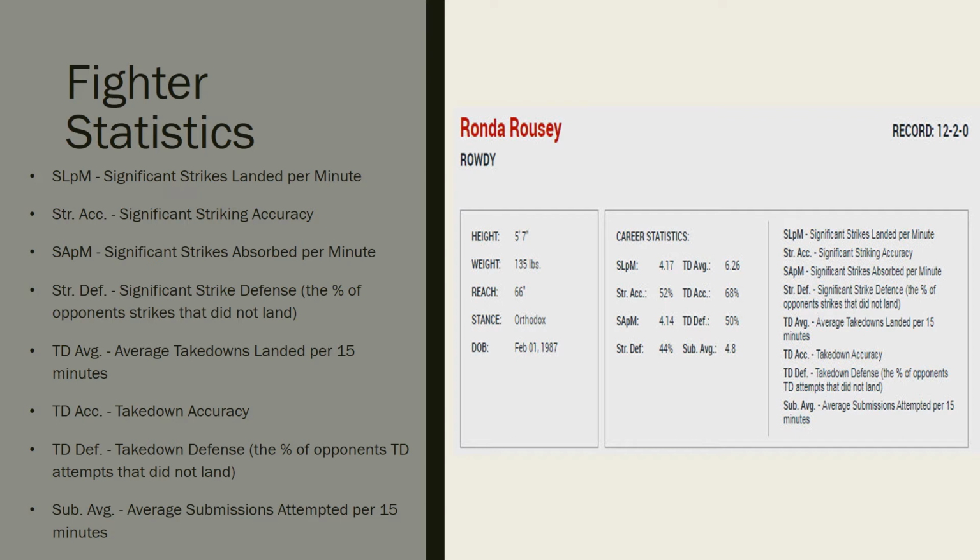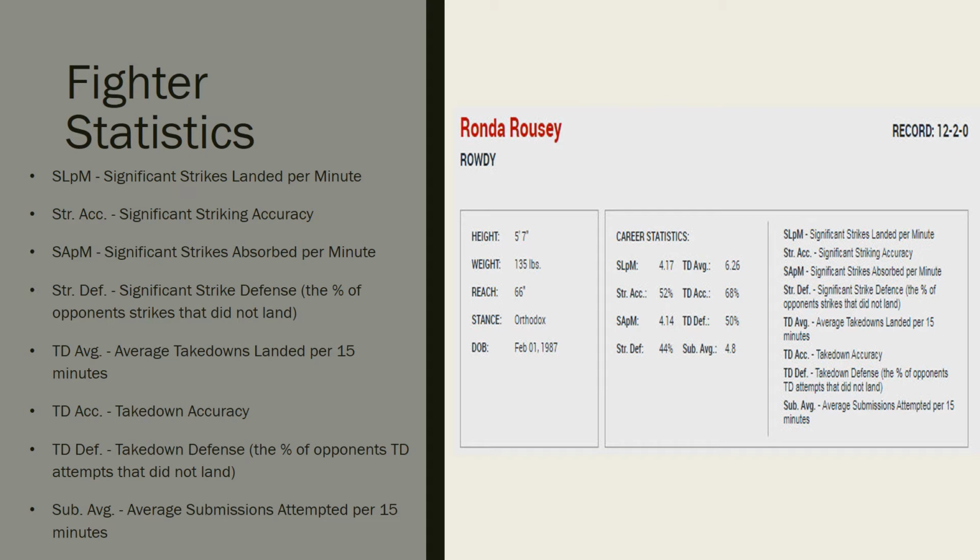As we can see, the abbreviations are shown on screen. SLPM stands for significant strikes landed per minute. STRACC is significant striking accuracy. SAPM is significant strikes absorbed per minute. STRDEF is significant strike defense, which is the percentage of opponent's strikes that did not land.